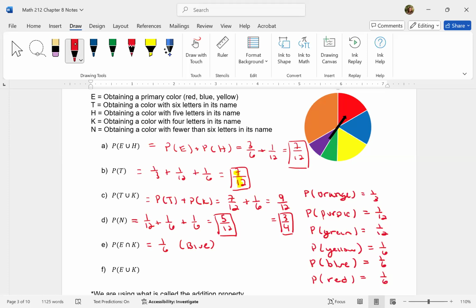Now the union of those two is a little bit different, because we're looking at 4-letter names. Are there any other 4-letter names? No, there aren't. Therefore, because blue happens to be in the primary color set, combining them together is just going to be primary color E, the probability of red, blue, and yellow, which we already found to be 3/6 or 1/2.